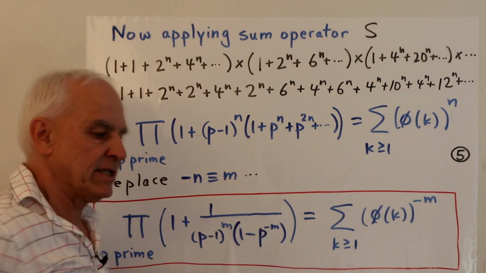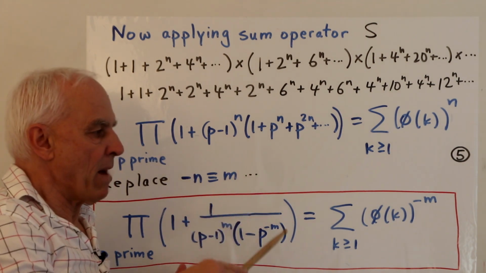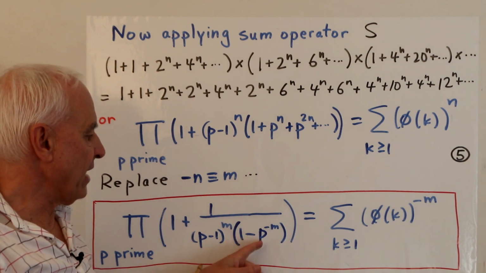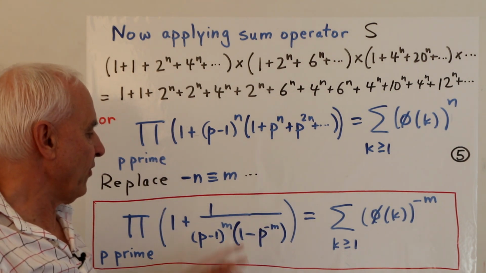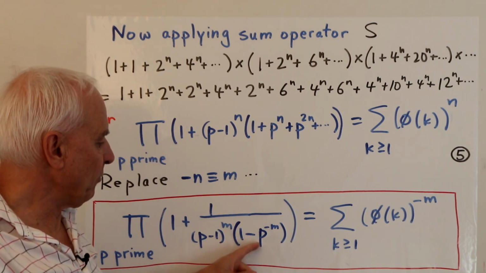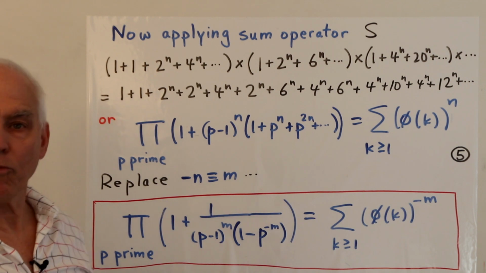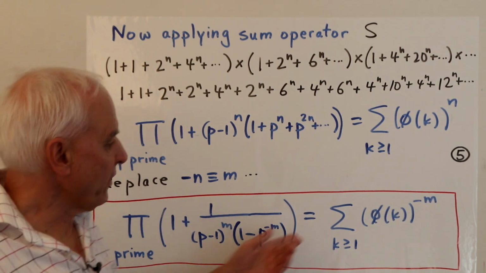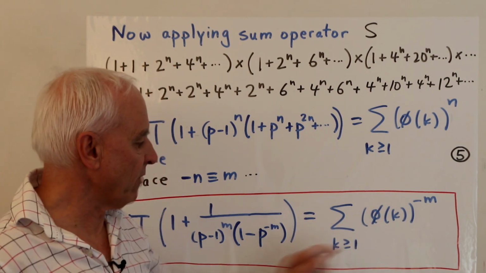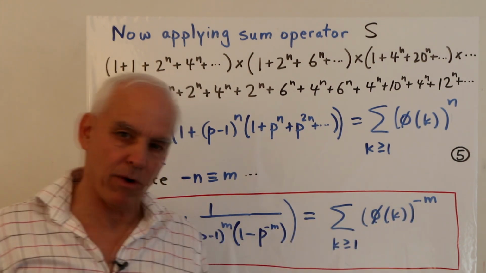This is a geometric series, so its sum will be 1 over 1 minus the common ratio, which is p to the n. But p to the n is the same as p to the minus m. So in the denominator here, we have p minus 1 to the m times 1 minus p to the minus m. We're taking the product of all of those over all primes. And over here, we just get the sum of the phi of k, k running through all the natural numbers, now raised to the minus mth power.